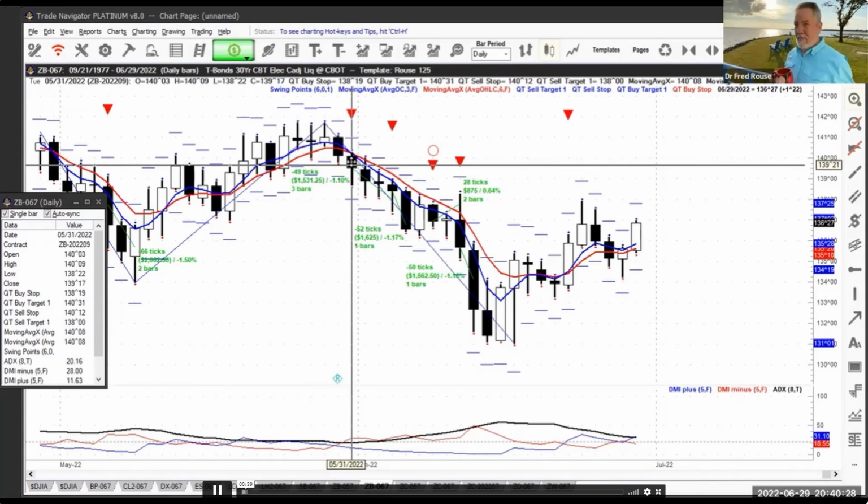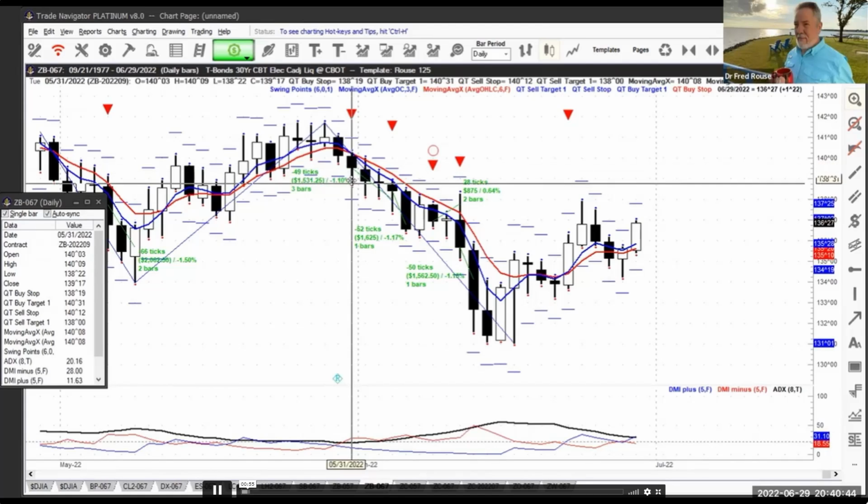Setup bar. Where are we getting in? At the low or the close of the bar. That close is 139.17. Now, do we take this trade or not? Where's the price target? The price target is down here. Sell target is 138 even.